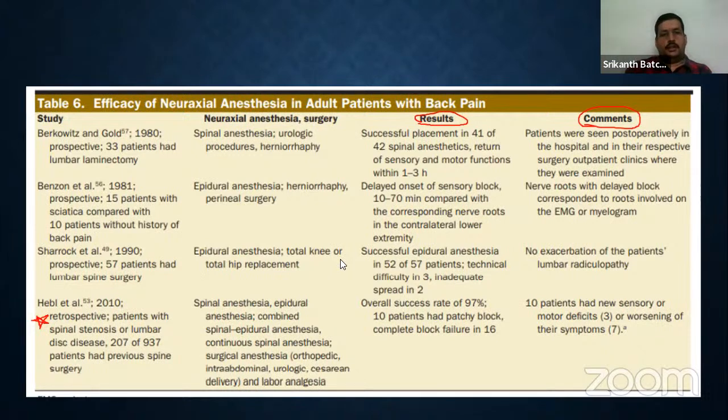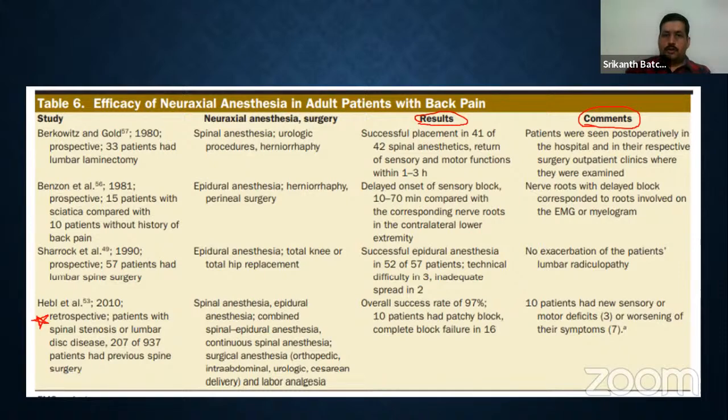Okay, yeah. So all sorts of anesthetic techniques were done. This is said to be a landmark study. In these 937 patients, 207 patients had previous spine surgery. Also, one glitch is that even though they have taken a good number, if I correctly remember around 150-odd obstetric patients, in the results they have not differentiated the incidence of back pain in obstetric and non-obstetric settings.